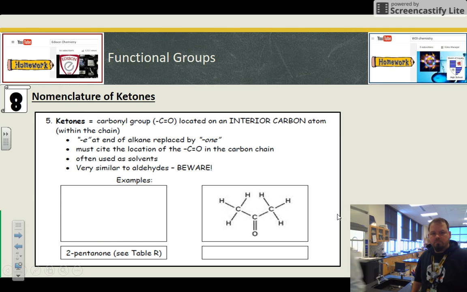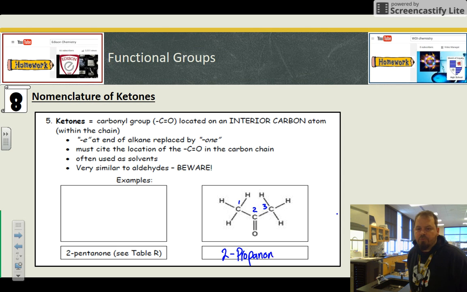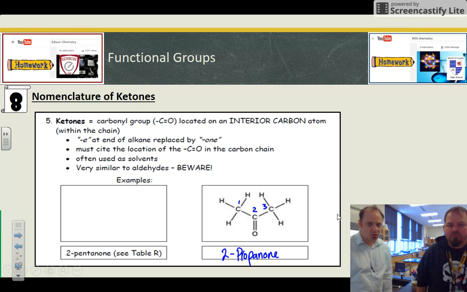Now this next one, 3 carbons. So it's 2-propanone. It has to be 2-propanone. It can't be 1-propanone, because then it would be an aldehyde. Exactly. So we didn't get through it.